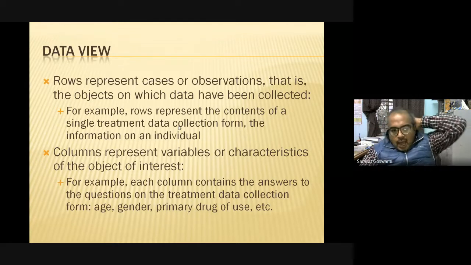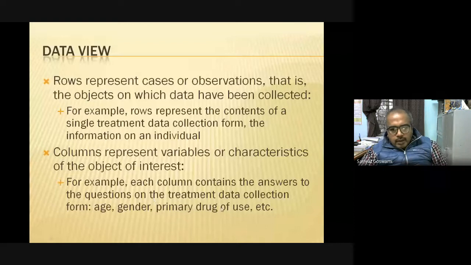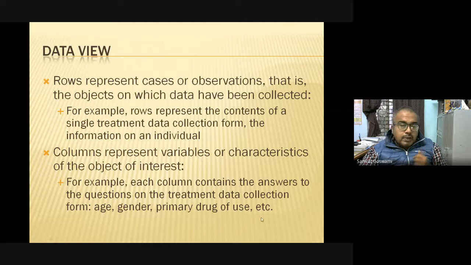For example, each column contains the answers to the questions on the treatment data collection form: age, gender, primary drug of use, etc. That means if treatment has been selected as a dependent variable, we are interested in the treatment of a patient, and also in the case history of the patient. So sometimes doctors write the age, the gender, and whether any primary drug of use is there or not. So this kind of variables will be there, like age, gender, primary drug of use.